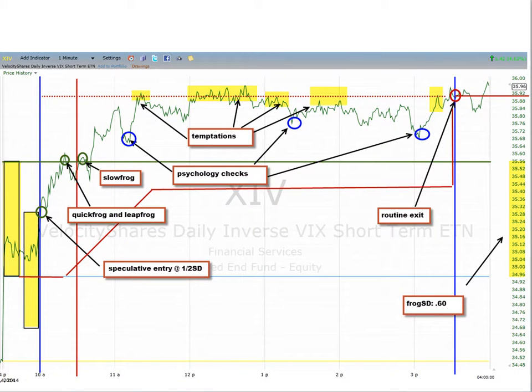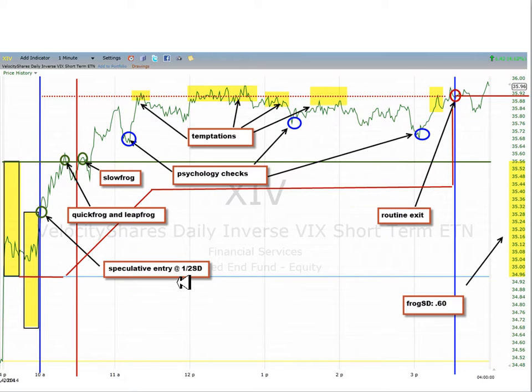The next one is showing also XIV. This is our opening. This is that 60-cent frog style standard deviation. This was the opening. At 30 minutes in, price had only moved 1/2 of a frog off the low.